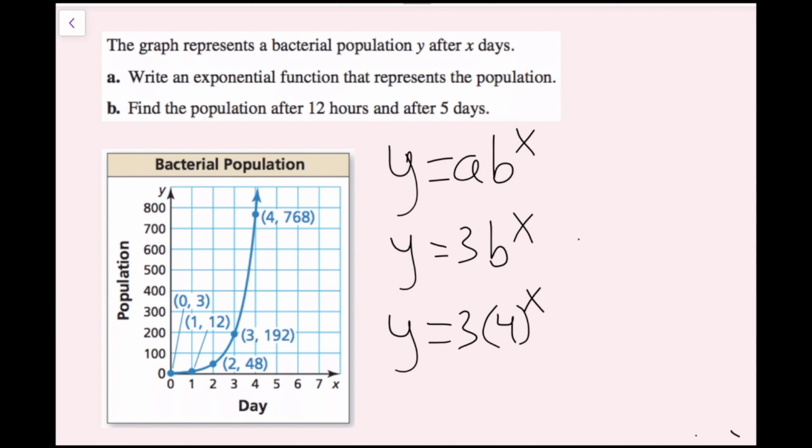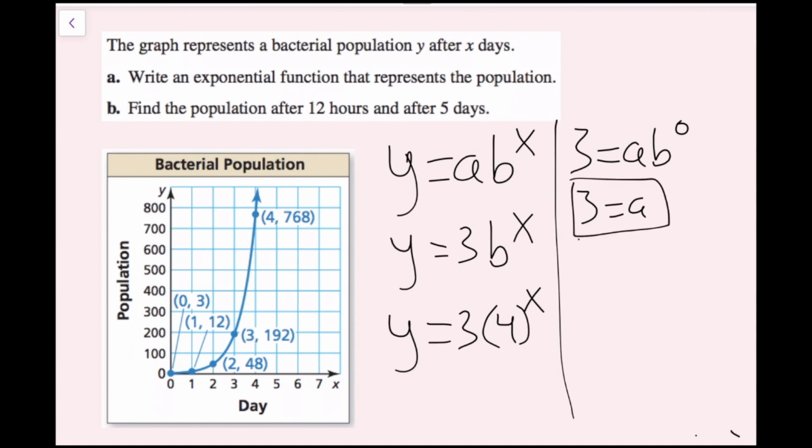Okay, there's another way to do this if you weren't entirely sure. You could just plug in some x and y values and set up a system of equations. I'll just do that really quickly here. So you could set up, let's say I plugged in the ordered pair 0, 3, and then 1, 12. So first I'll do 0, 3. So that would be 3 equals a times b to the power of 0. Okay, well, b to the power of 0 is just going to be 1, so I just get 3 equals a. That's the y-intercept here.